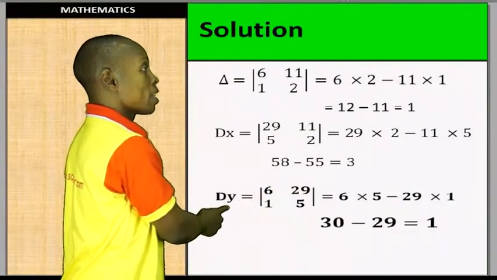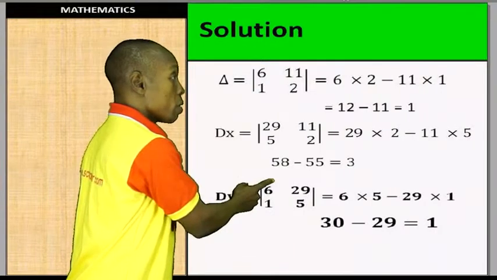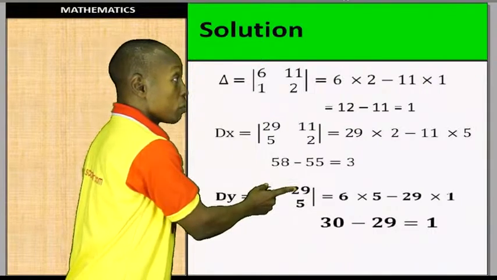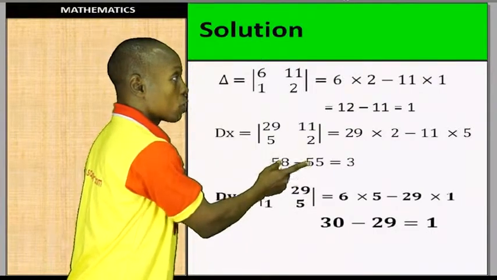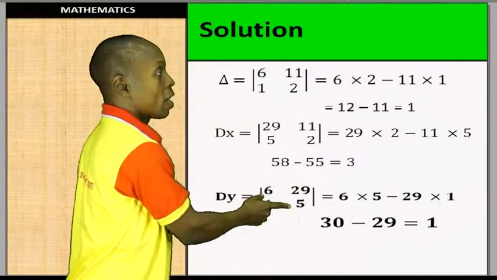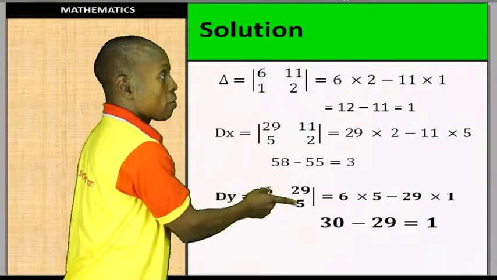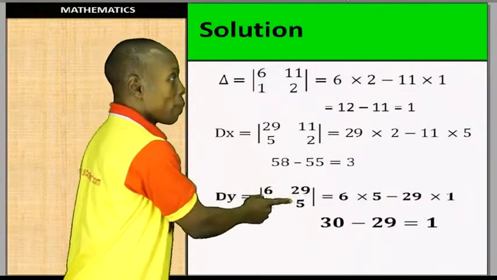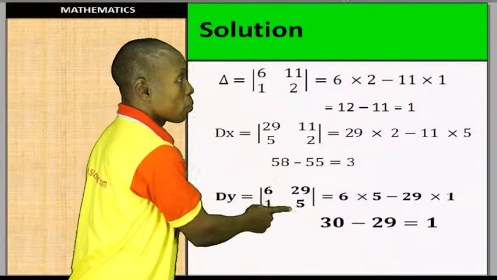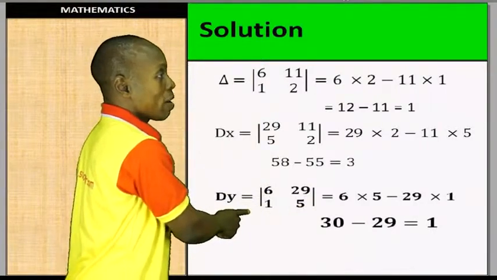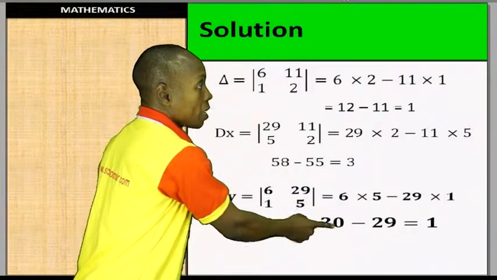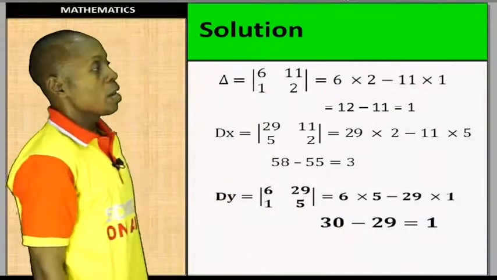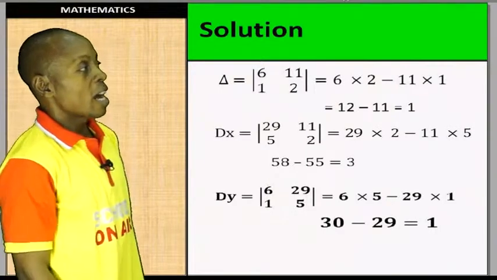Then you try to get the determinant of y. So you return the coefficient of x. Then you remove the coefficient of y and replace it with what you have at the equal sign. So you have 29 and 5 where you had the coefficient of y, which is equal to 6 multiplied by 5 minus 29 multiplied by 1. 6 multiplied by 5 is 30. Then 29 multiplied by 1 is 29. That's 30 minus 29, which gives you 1 as the determinant of y.